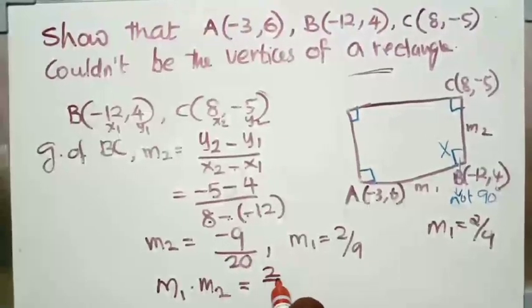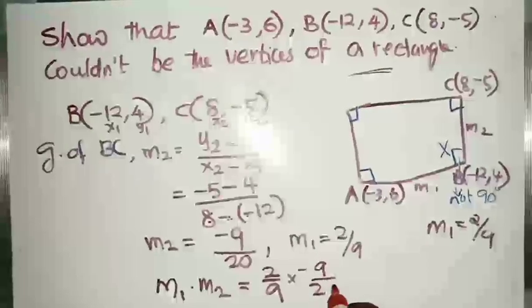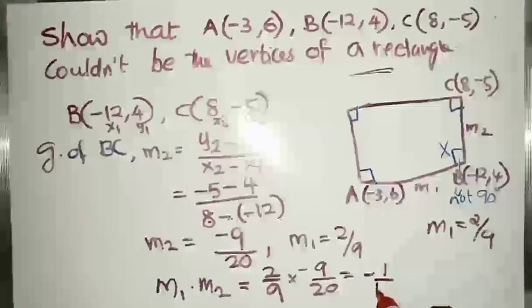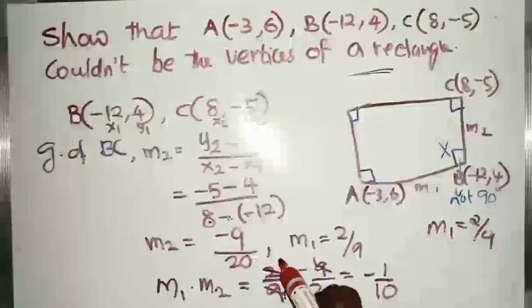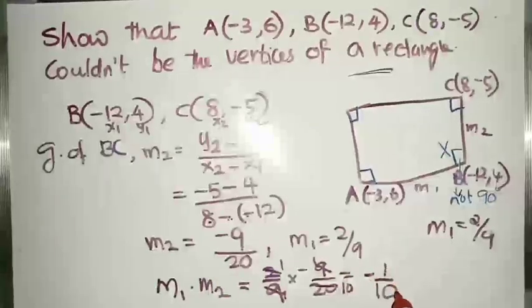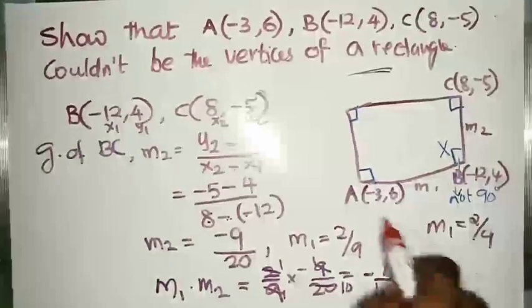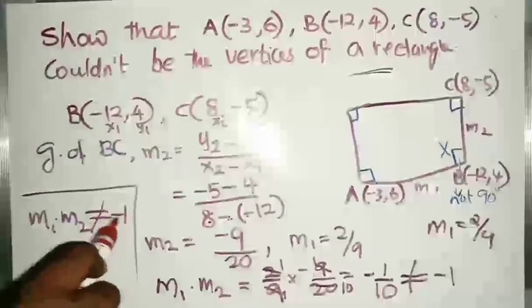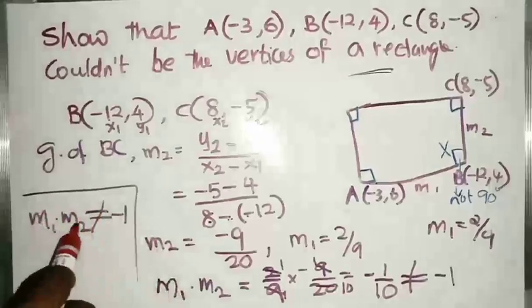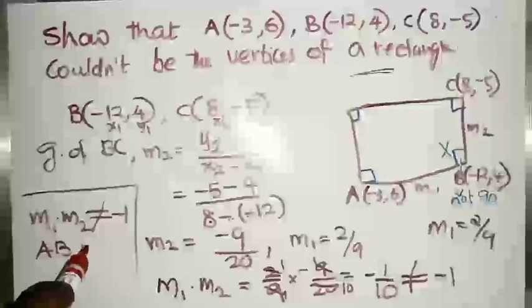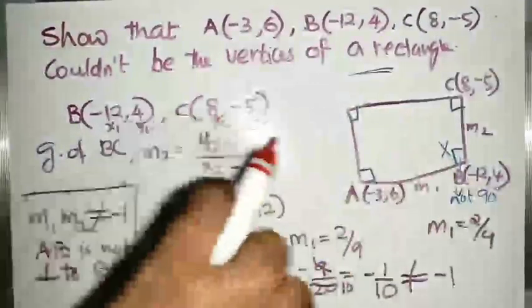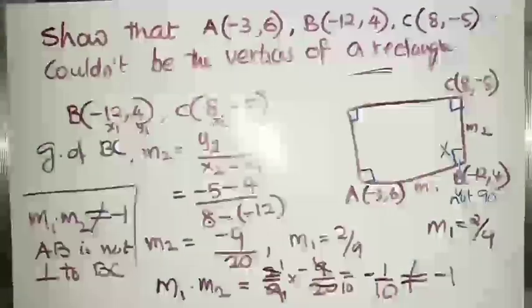Which is 2 by 9 times minus 9 by 20. That's equal to, when you cancel the terms, minus 1 over 10, because 9 gets cancelled, 2 ones, 2 tens. We get M1 into M2 is minus 1 over 10, which is not equal to minus 1. So what is the concept we get here? M1 into M2 is not minus 1. Did you get the concept? So as M1 into M2 is not minus 1, we can say AB is not perpendicular to BC. As AB and BC are not perpendicular, we can conclude that the figure formed is not a rectangle. Okay.